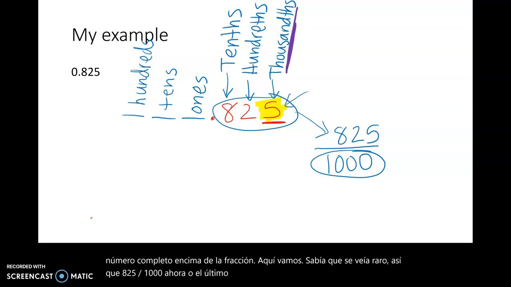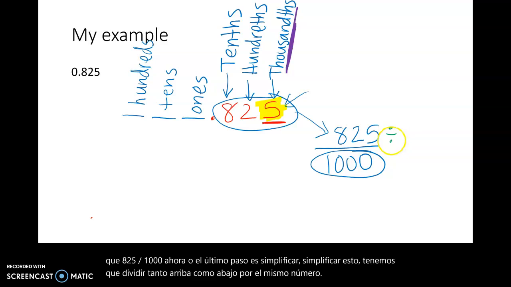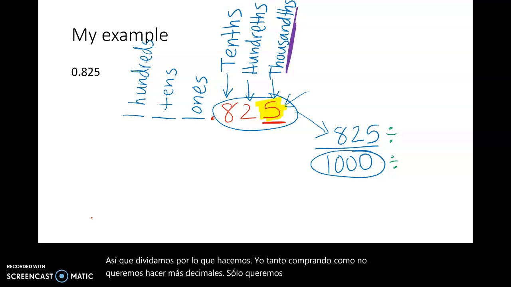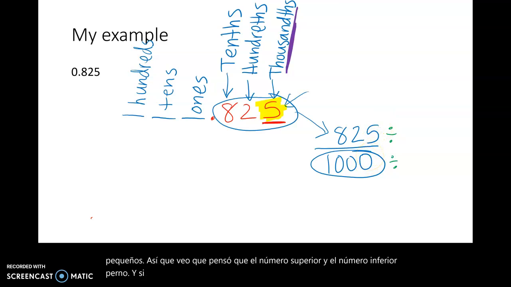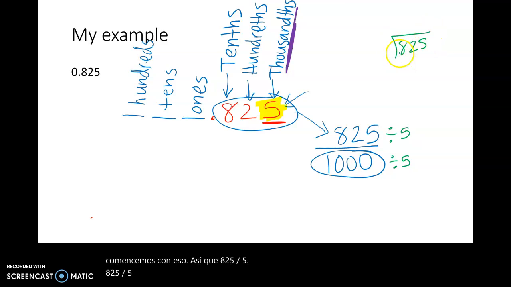To simplify this, we have to divide both top and bottom by the same number. What can we divide both by? We don't want to make any more decimals, we just want to make the number smaller. I see that the top number and the bottom number end in a 5 and a 0, so I can divide both of those by 5. So let's start with that. 825 divided by 5. Let's do that up here if you don't know it.